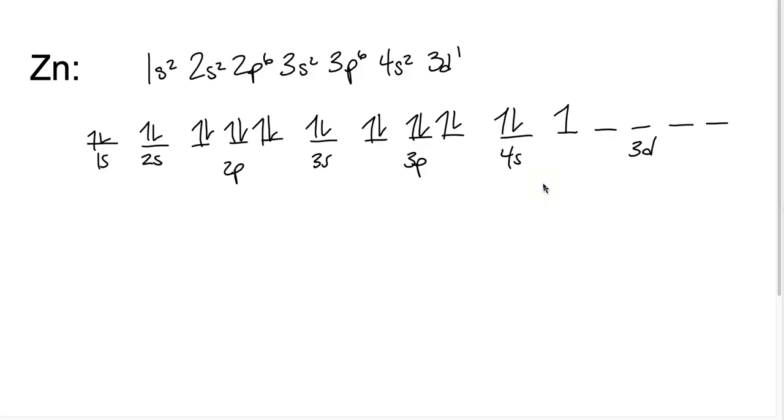And then last, we need to do the noble gas configuration. So I find zinc, I go to the previous noble gas, I place it in square brackets, argon, and then I just start from there. So it's simply 4s2, 3d.